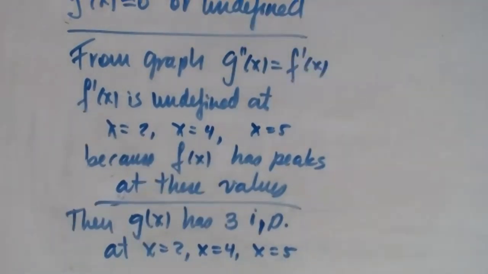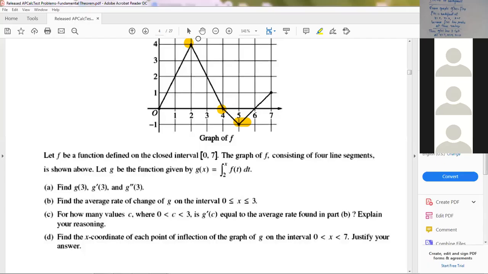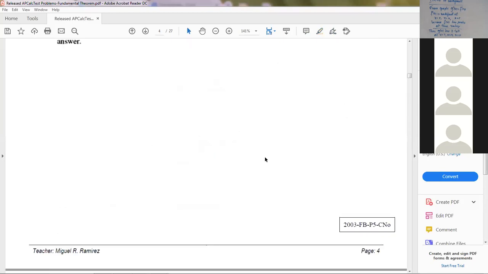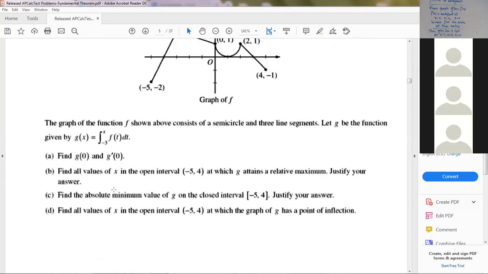Bueno, if you have time this afternoon, try to go to the next problems, correct? Yeah. So it's very important you practice on your own. For instance, you have here, you see, same as before, you have to find g of 0, g prime of 0. You have defined a function as an integral, right? Find all the values with relative maximum, absolute minimum, okay, and inflection point. So you see the concepts are pretty much the same. You have to apply these concepts again in all these problems, okay?